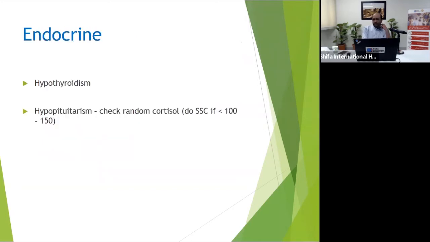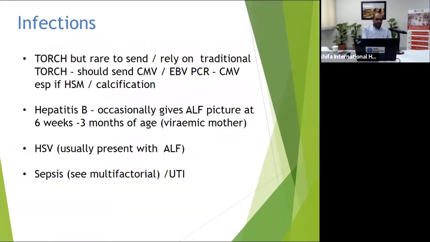I will go a little bit quicker now. I suppose time is coming to an end for my talk. So these are the endocrine causes, and then the infections. In the infections, you can see that hepatitis HSV is the common cause of acute liver failure. However, we also keep in mind other causes of TORCH infections.